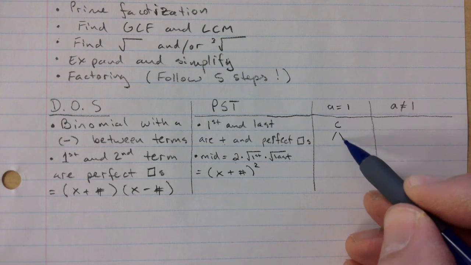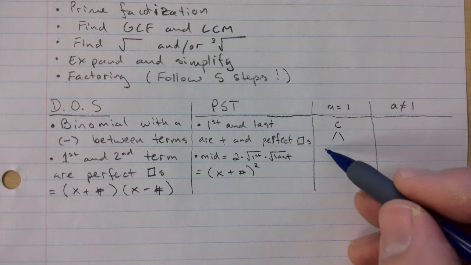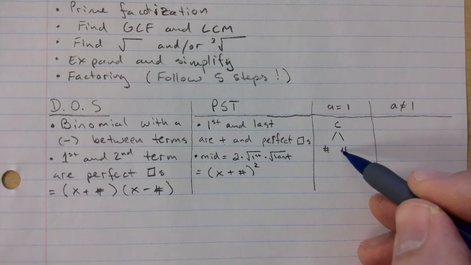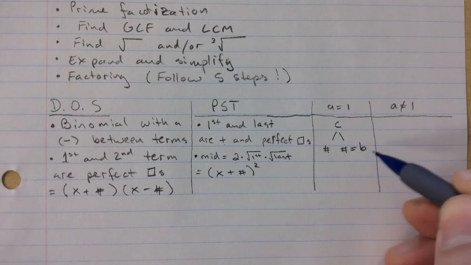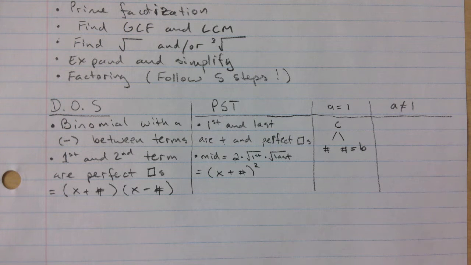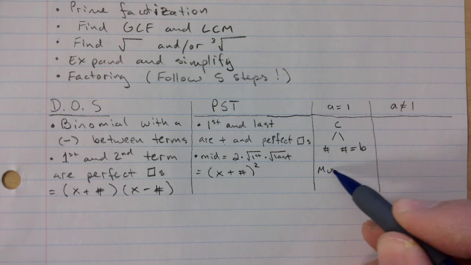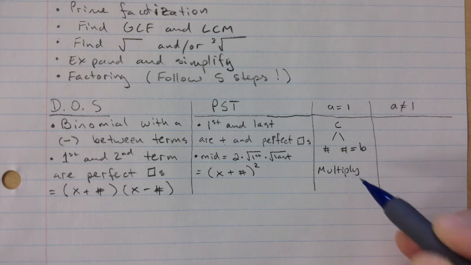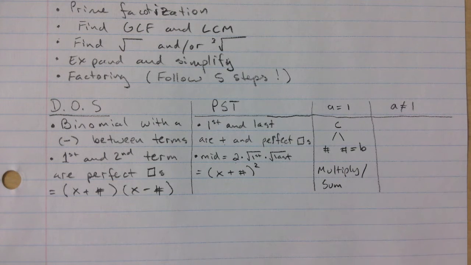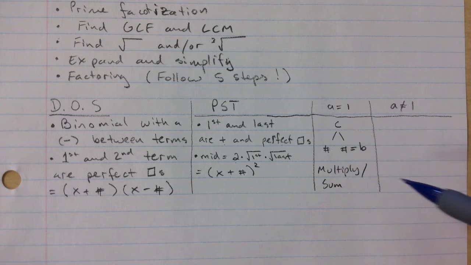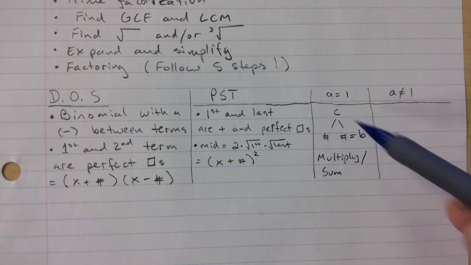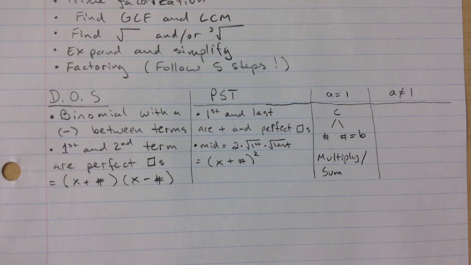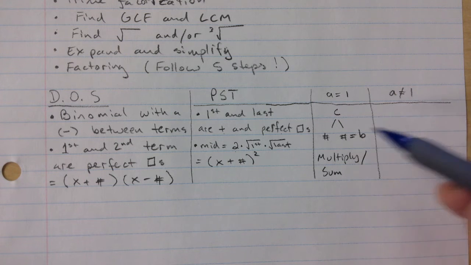Here you have to use the C, right? And then you have factors of C, and they have to add up to B, right? That's how you do it. It's called the multiply-sum method, right? That's just the easiest one that we started off with. I got you to do the puzzle so you would be quick, right? Add them.